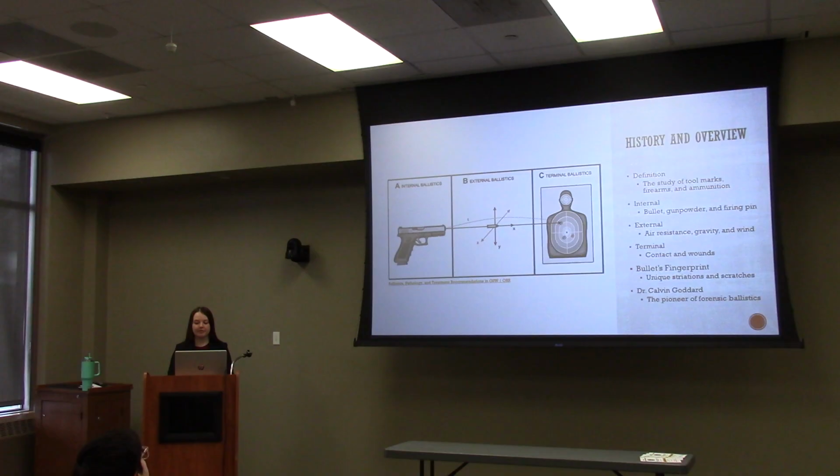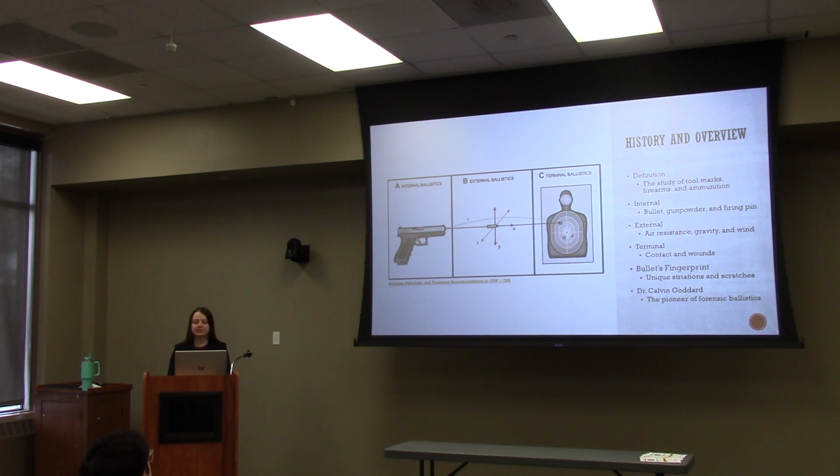Ballistics is the study of evidence such as tool marks, firearms, and ammunition. Forensic ballistics includes three main sections: internal, external, and terminal. Internal ballistics is everything that happens inside the gun after the trigger is pulled. This is the interaction between the bullet, gunpowder, and the firing pin.